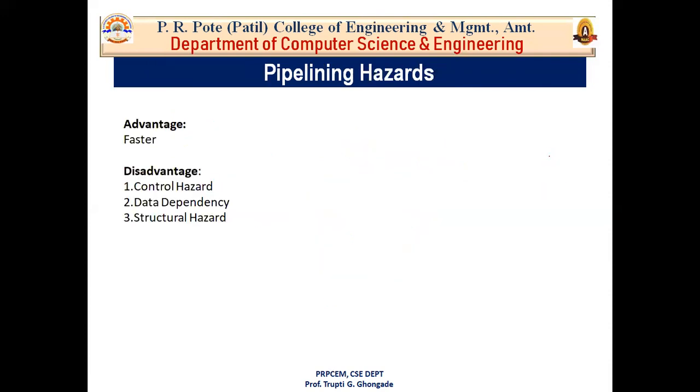So what is the advantage of pipelining? The advantage of pipelining is that it is faster. Okay, and what are the drawbacks? Drawbacks are also called pipelining hazards. The first one is the control hazard, the second one is data dependency, and the third one is the structural hazard. Okay, now let's discuss them one by one. So the first hazard is the control hazard.